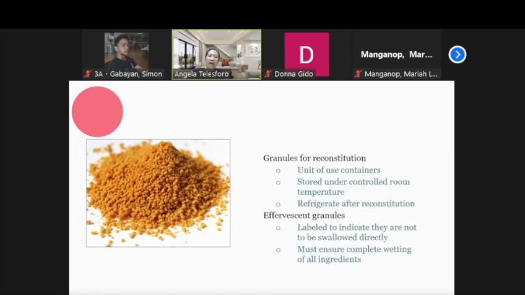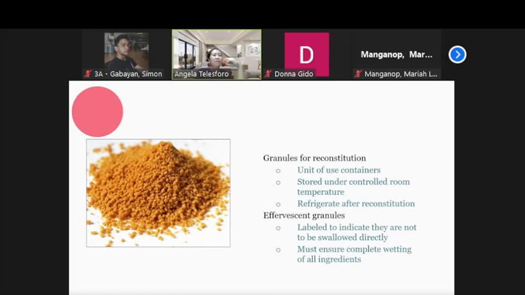So, the granules for reconstitution, that's what we said we mix with water. Usually it's a unit of use container, like a 60 ml bottle with powder inside, and there's an instruction as to how much water is added to make 60 ml. In the drugstore, they say, "Ma'am, ipamix ninyo, ma'am." So the pharmacist or pharmacy assistant mixes it so it's ready to use for the patient.